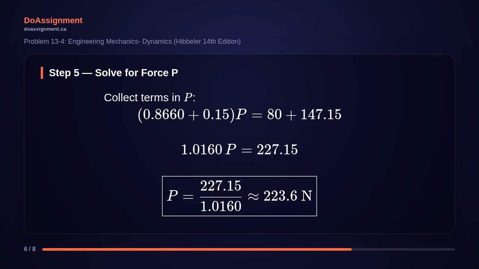Collecting the P terms on the left side gives 1.016 P equals 227.15. Dividing both sides by 1.016, we find P is approximately 223.6 newtons.